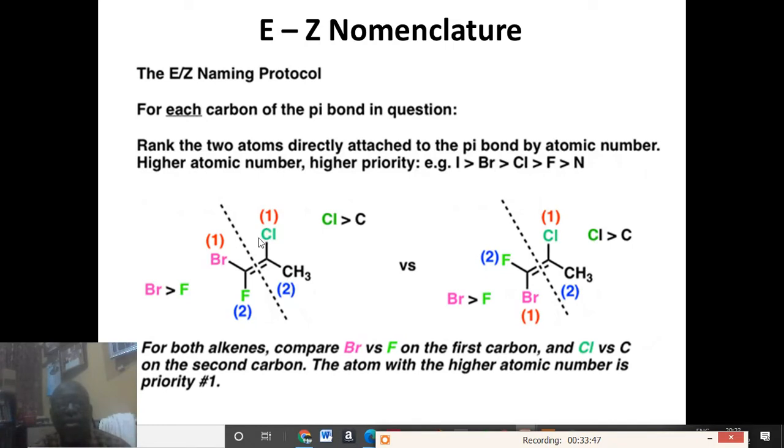Now, in this case, the ones ranked with high priority are on the same side. Here, they are on opposite sides. So the one where they are on the same side will be the Z isomer. Here, the opposite side will be the E isomer.